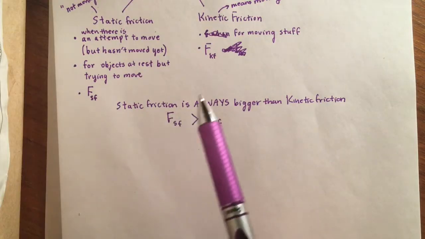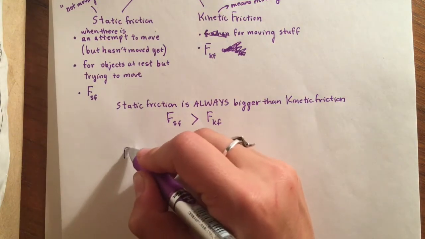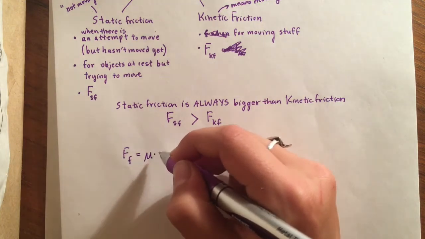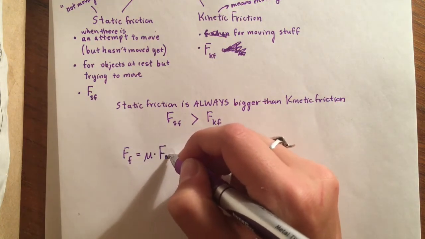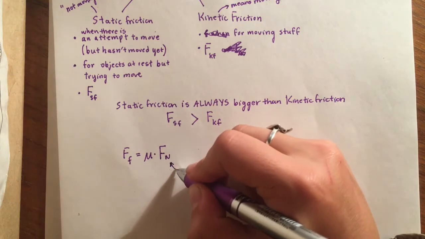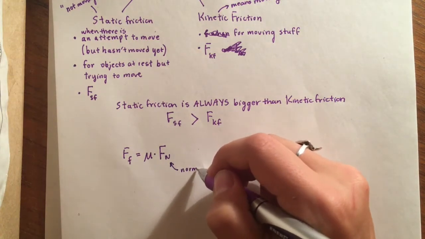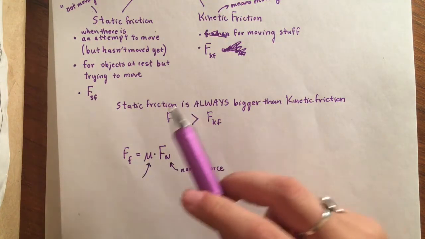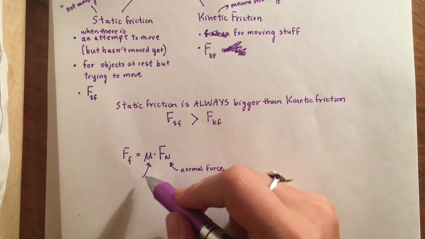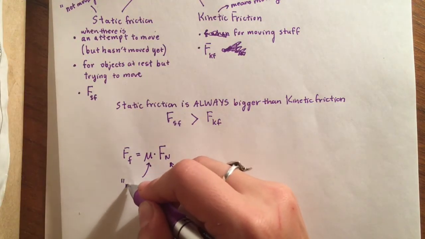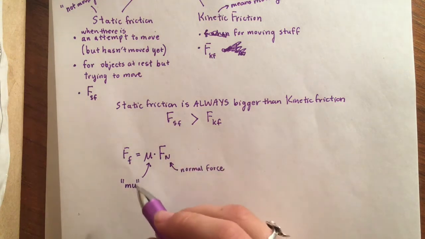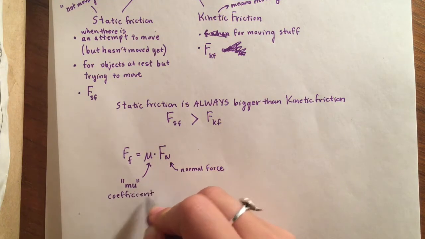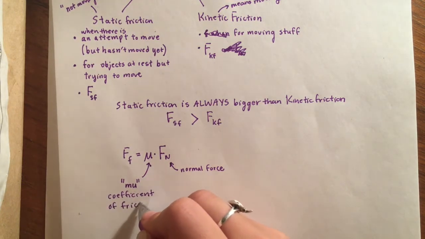I'm sorry, but I have to give you an equation. The force of friction is equal to a funny looking letter times F sub n. F sub n, that should look pretty normal to you. That is the normal force. And this is a Greek letter that every cat knows how to say. This is the Greek letter mu, that's how you say it, and it means coefficient of friction.